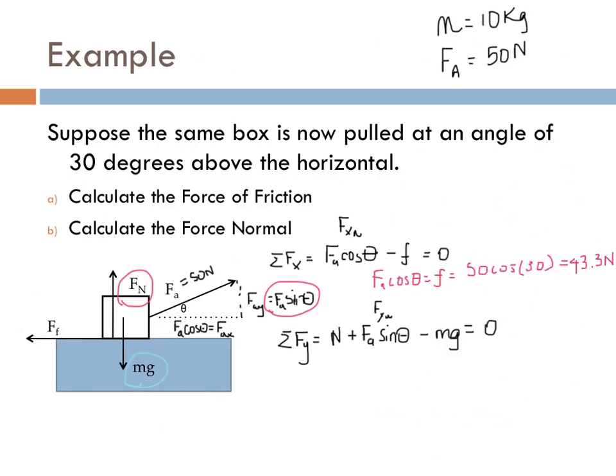And then the second part asks us to calculate our normal force. So here I want to get normal force by itself, so I want to move everything to the other side. So my normal force is going to be equal to my force of gravity minus my force applied times the sine of theta. We know that mass times gravity was 100 newtons, and my force applied times the sine of theta is 25 newtons.